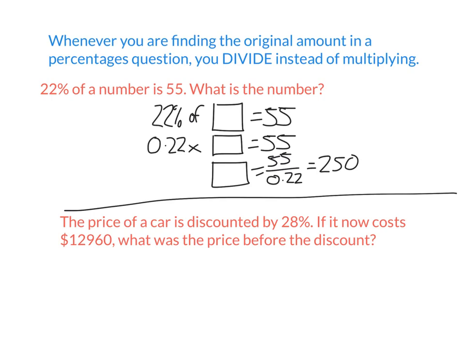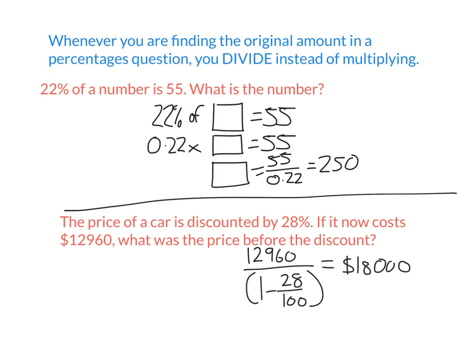If we were decreasing or discounting something by 28%, what we normally do is times by 1 minus 28 over 100. Because this is finding the original amount, we divide. All we do is go 12,960 divided by 1 minus 28 over 100, and we get our original price of 18,000. That's the answer, because when you discount this by 28%, you get this. Okay, that's our final answer, and we'll now move on to exponential growth and decay.